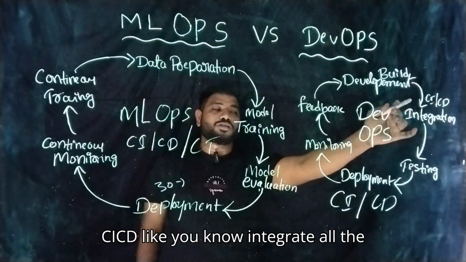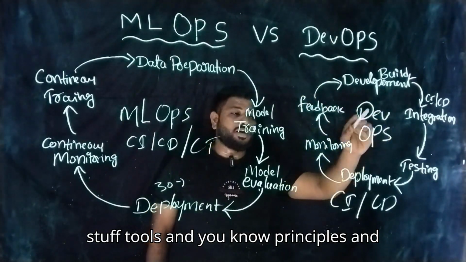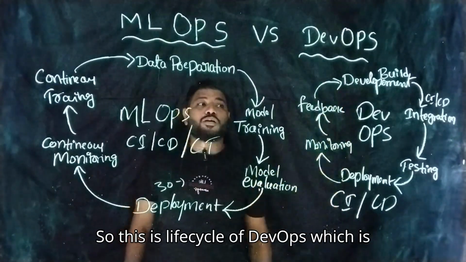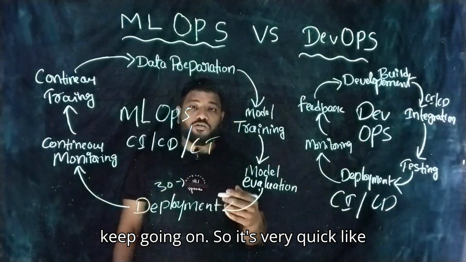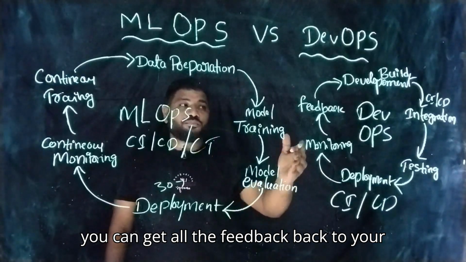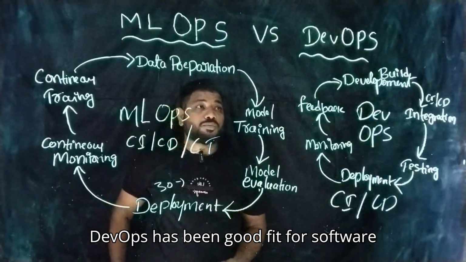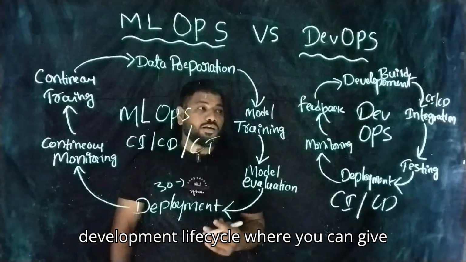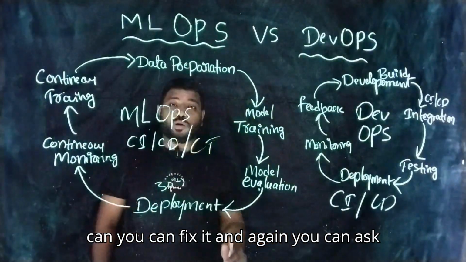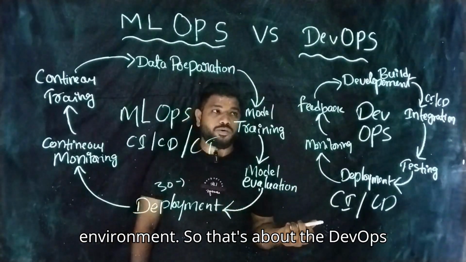development, and again it will go through CI/CD, integrating the whole set of tools and principles, and later you can test again, deploy it, and monitor it again. So this is the DevOps life cycle, which keeps going on. It's very quick: once you are done with the deployment, you can get all the feedback back to your developers or operational team, wherever they are located. That's why DevOps has been a good fit for the software development lifecycle, where you can give good feedback quickly, fix it, pass all the best practices and principles again, and deploy it into the target environment.